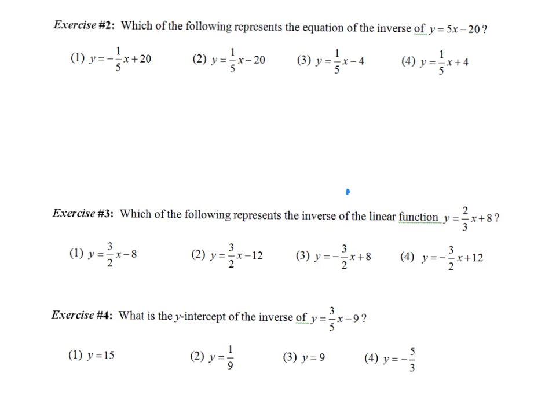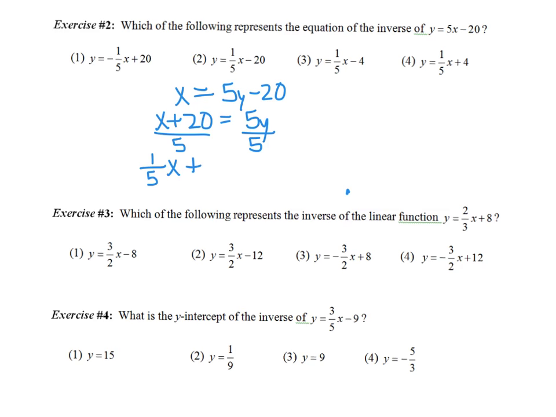So for the equation y equals 5x minus 20, I'm going to reverse the x and the y. So I have x is equal to 5y minus 20. To get the y by itself, we'll add 20 to both sides of the equation, and then we'll divide both sides by 5, or take 1/5 of both sides. So this is giving me 1/5 x plus 4 is equal to my y. Go ahead and find that on your paper. That's this multiple choice answer.